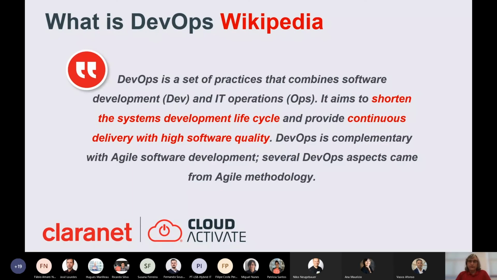This is the definition of DevOps you can find if you go to Wikipedia. DevOps is a set of practices that combine software development and IT operations. It aims to shorten the system's development life cycle and provides continuous delivery of high software quality. The highlighted portions in this definition might be some of the reasons that lead you to start using DevOps: a shortened development life cycle and also continuous delivery of high quality software.